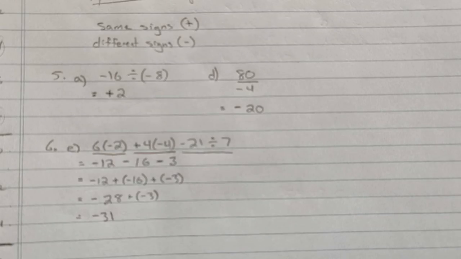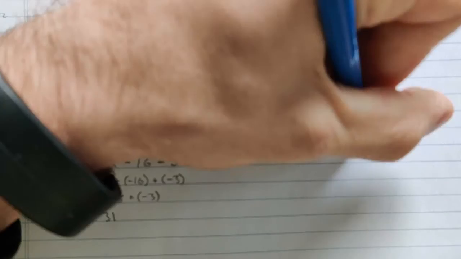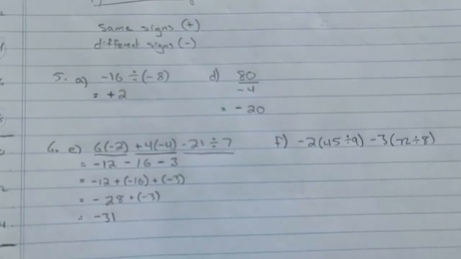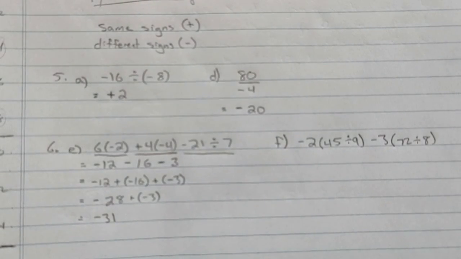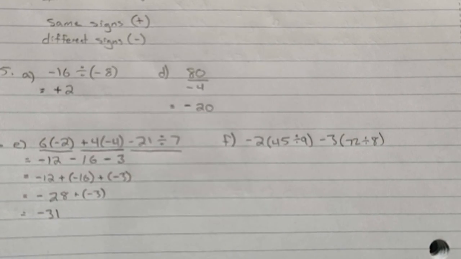Another one to look at. So F is negative 2 times 45 divided by 9 minus 3 times 72 divided by 8. So here we have some brackets, some operations inside, so we've got to start with the stuff inside the brackets.